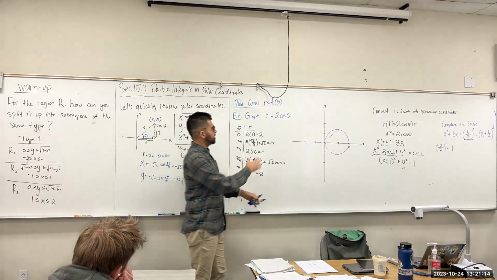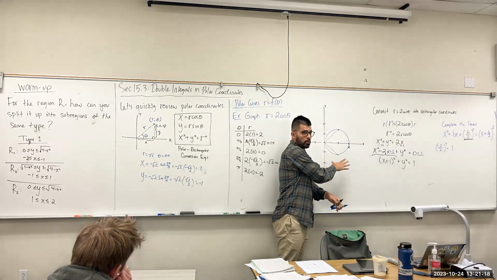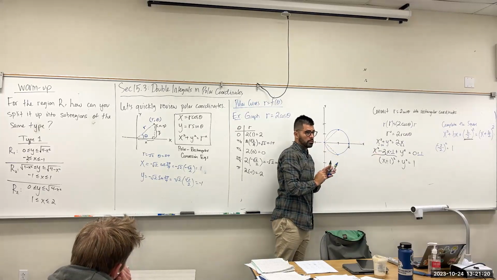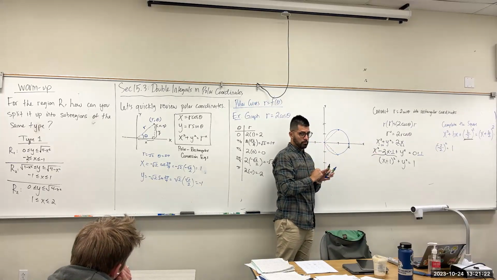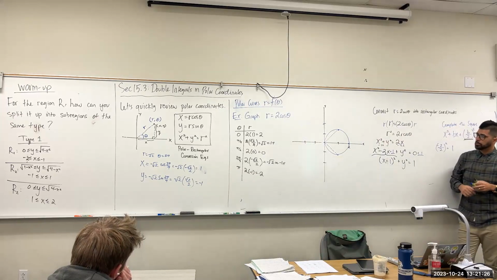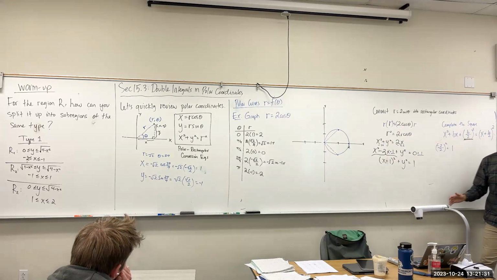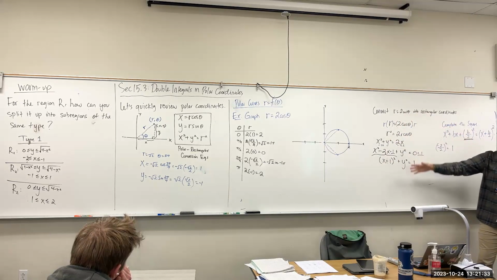So what does that mean? That means that the graph of this polar curve is this circle that is shifted 1 unit to the right, of radius 1. Okay? Any questions on the algebra here? I know it's review stuff, but it's okay.